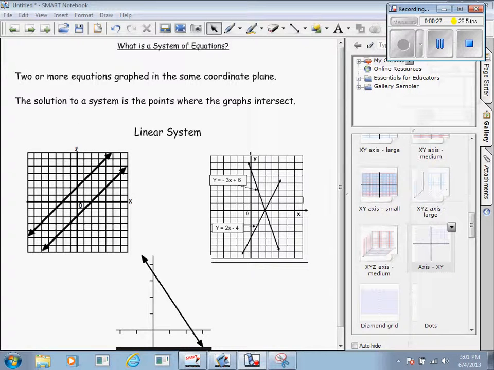A system of linear equations is one composed of two lines. When we talk about a system of linear equations, there are three different types of systems we can have. First of all, we can have a system where the lines are parallel. Now, if the lines are parallel and we're looking for a place where they intersect, then they're never going to, so the system has no solution.